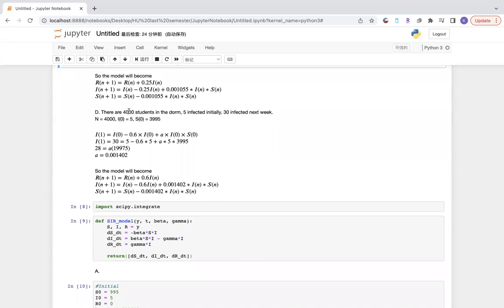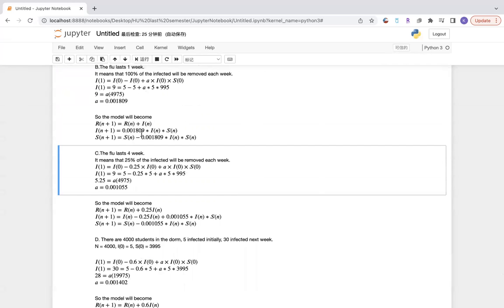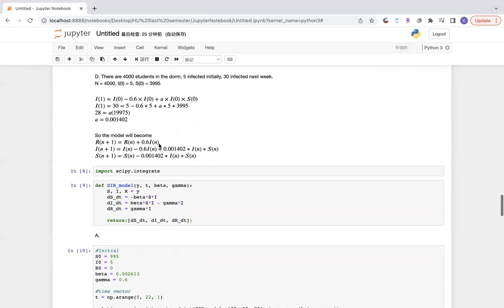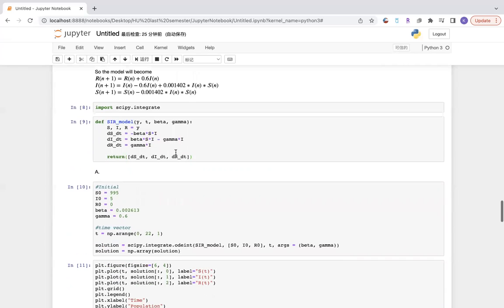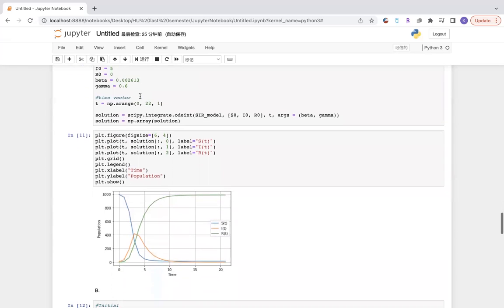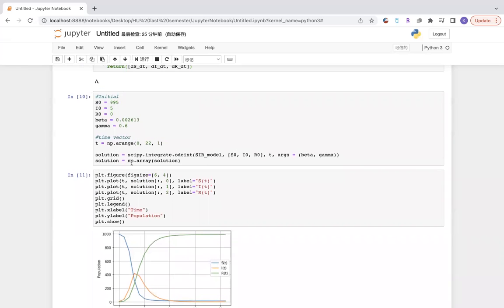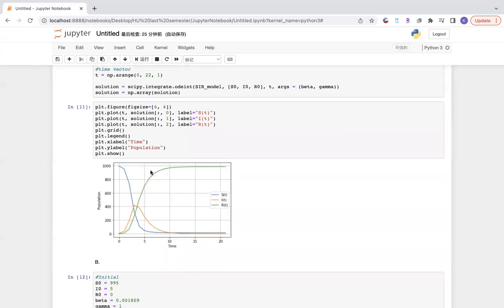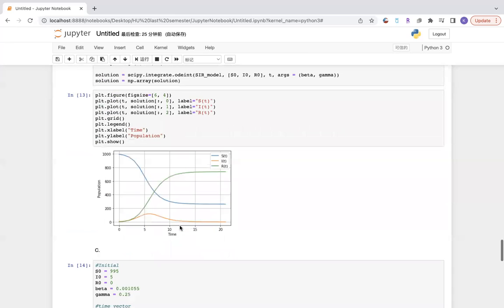The last one changes the total population to 4,000, with 5 infected initially and 30 infected the next week. As previously, we also plug in the numbers. The 0.6 stays the same since it also needs 5 or 3 weeks to recover. So we can get our models here, and I define a SIR function here. I plug in the numbers for the 4 different situations, and the graphs are shown in my work.